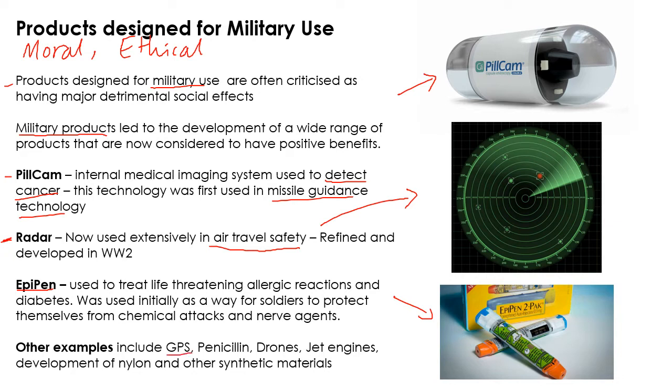There are some other examples, so GPS, obviously used in lots of travel and lots of different ways of keeping track of where things are. Penicillin is one of the most common, what are they called? I want to say antibacterial, but it's not that, is it? It's gone completely out of my head. But used to treat infections and things like that, it was developed in the war. Drones were developed in the war. The development of jet engines massively improved during the war, as well as things like nylon and other synthetic materials. The use of these was developed throughout World War I and World War II, and are now being used for lots of other beneficial uses in the world. Hope that makes sense.